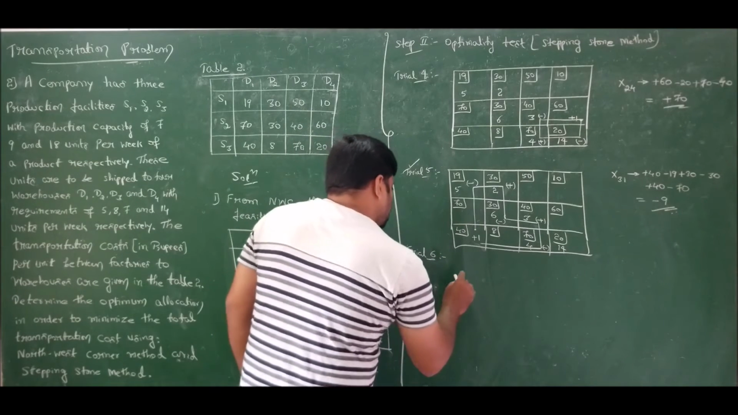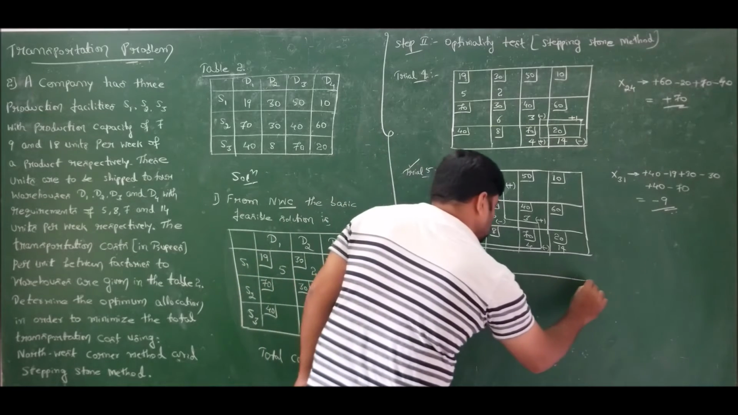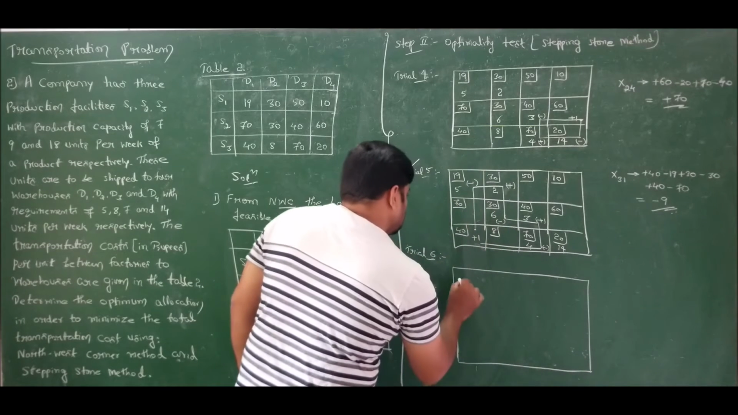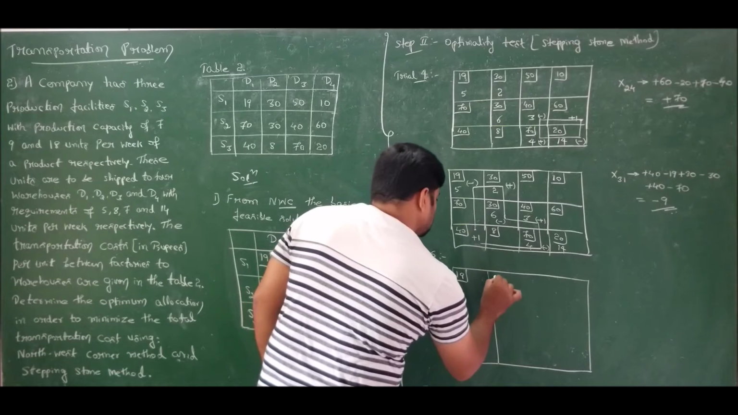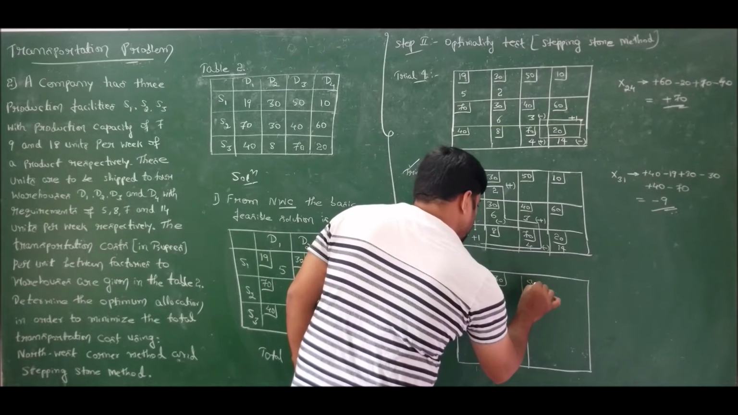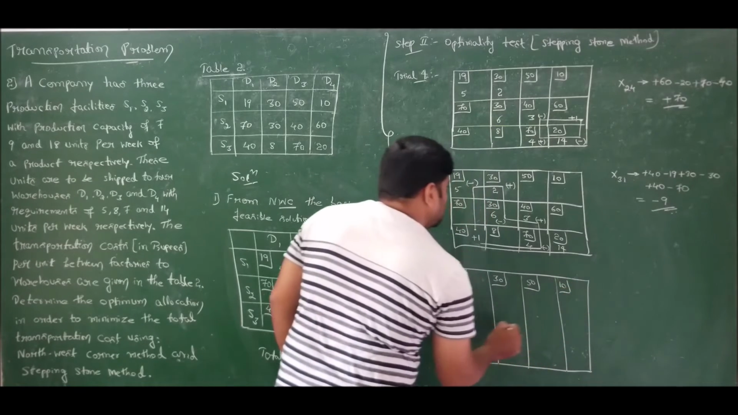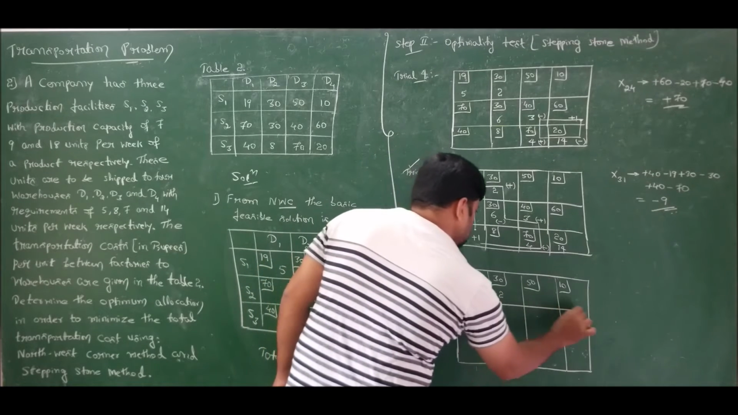So inspecting for trial 6, we have 19, 30, 50, then we have 10, here we have 5 and 2 as the allocations.